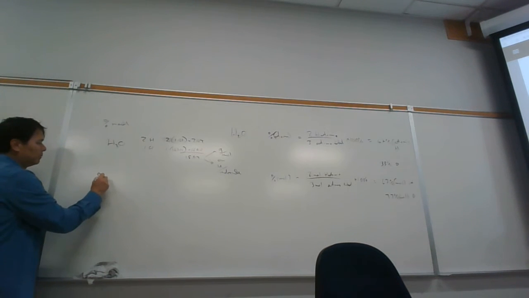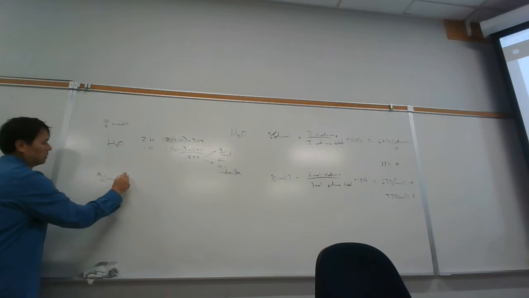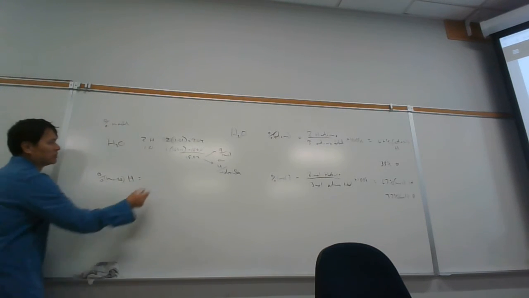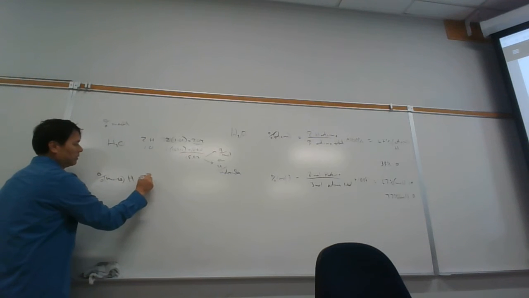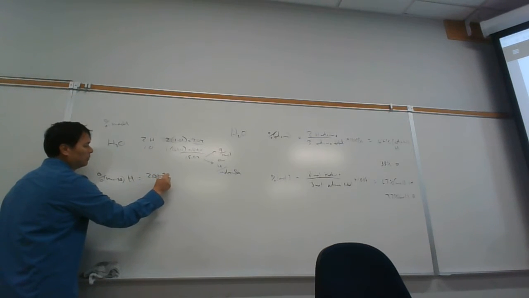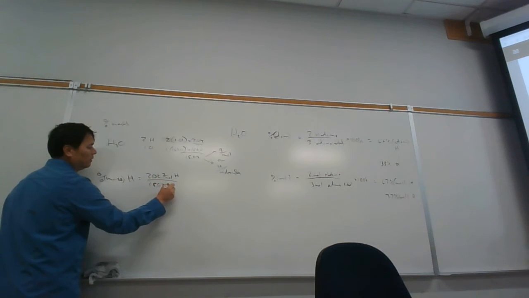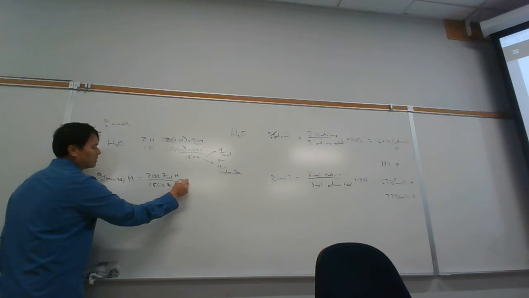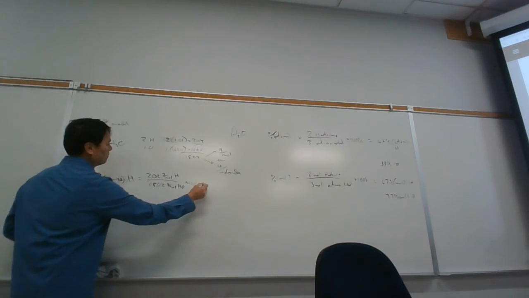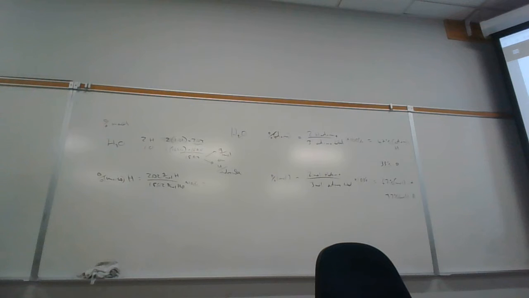And so if we do the percent by mass of hydrogen, then I need to know how many grams of hydrogen. Well, I have 2.02 grams per mole of hydrogen divided by 18.02 grams per mole of water times 100%. And so let's figure that out here. I'm going to get 2.02 divided by 18.02 times 100.